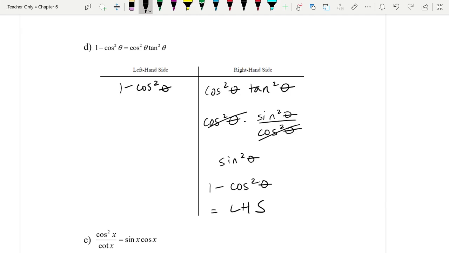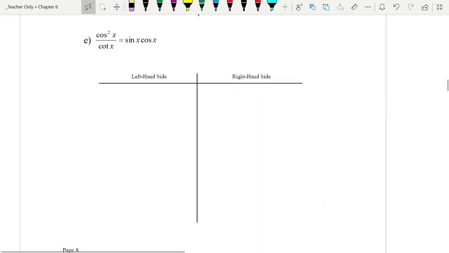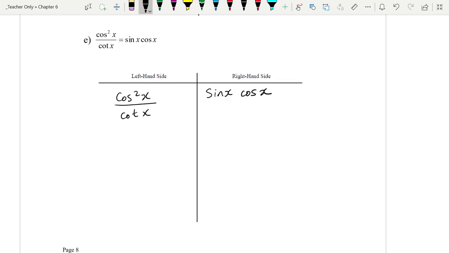All right, let's try the next one. Let's see. Sine x cos x to me seems like the least complicated side. So I'll leave that one alone, and I'll see what I can do with the left-hand side. Okay, so I'm going to start by changing cotangent to sine over cos. Oh, sorry. How about cos over sine? That's better. Cotangent is cosine over sine, not sine over cos.